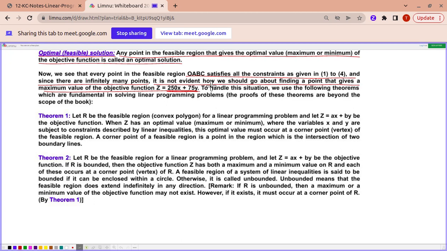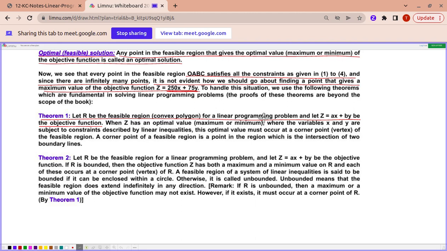The proof of these theorems is beyond the scope of our present study, so we are not going to discuss the proof, but we should definitely state the theorems. So what is the first one? Theorem 1 says: let R be the feasible region, which is a convex polygon, for a linear programming problem, and let z equal to ax plus by be the objective function.